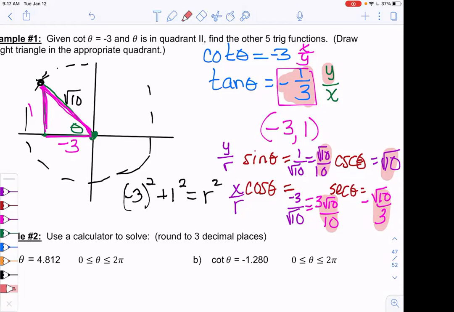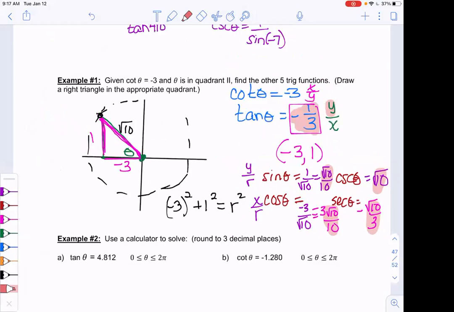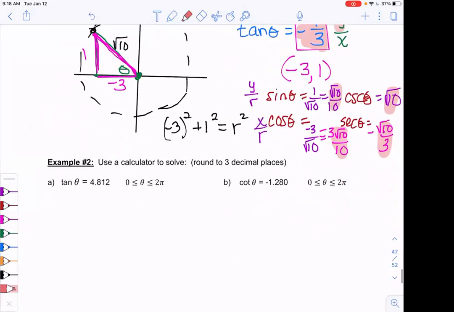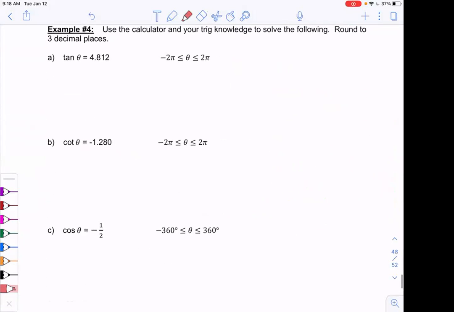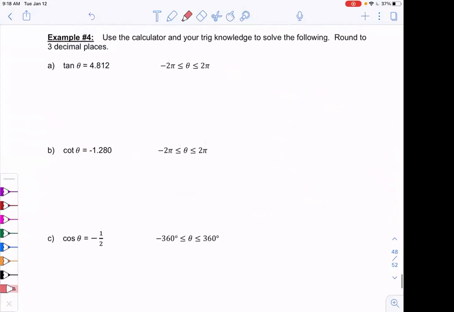The last problem we're going to do, I said we were going to skip around. We are going to skip example 2. We're going to skip example 3. We're going to go all the way down to example 4, part C. So we just skipped a whole bunch. Example 4, part C says use the calculator and your trig knowledge to solve the following. Round to 3 decimal places if necessary. We might not have to round to 3 decimal places.